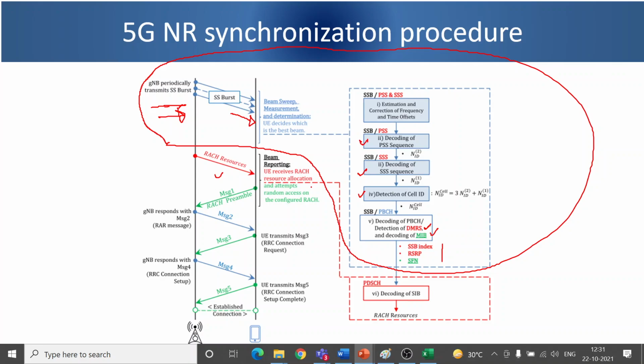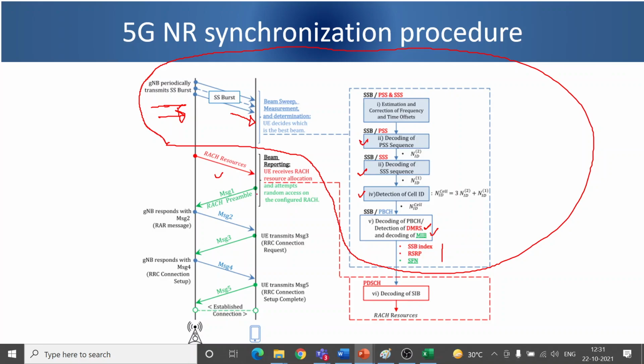Now the next step is how we are able to synchronize in the uplink direction and have a two-way connection. Very briefly, I will explain this. This process is called the random access process, because the UE will randomly try to connect to the gNodeB. So that is called RACH.